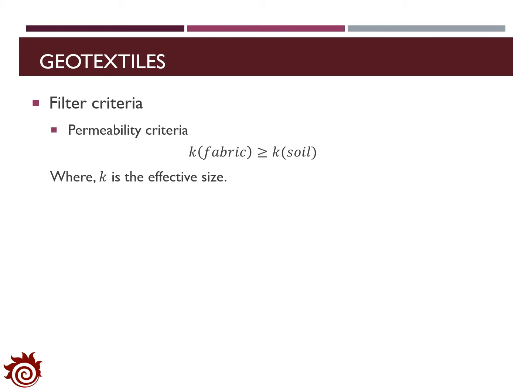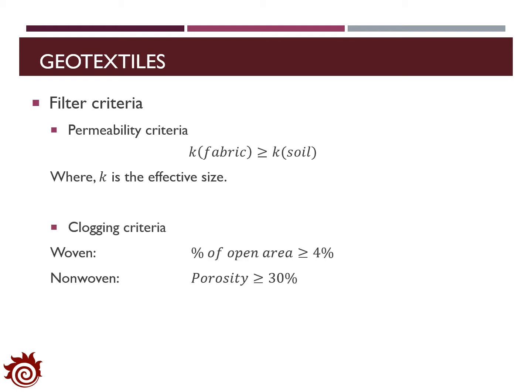Besides the retention criterion, we also need to think about the permeability criterion for geotextile. The criterion is very simple. In general, we need to think about the effective size of the fabric. For the design, the effective size of the fabric should be higher than the effective size of the soil. In that sense, we can make sure that the water flow from the soil can move freely through the geotextile.